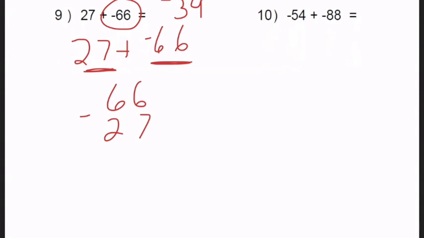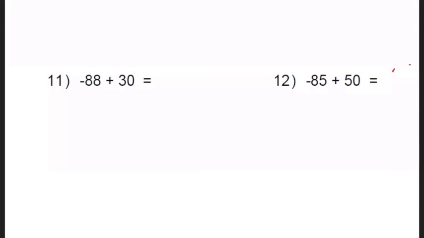Next one, they're both negative. So all you have to do is add. So when you add, you get 142. And it's going to be a negative 142 because they're both negative. Okay, the next two.